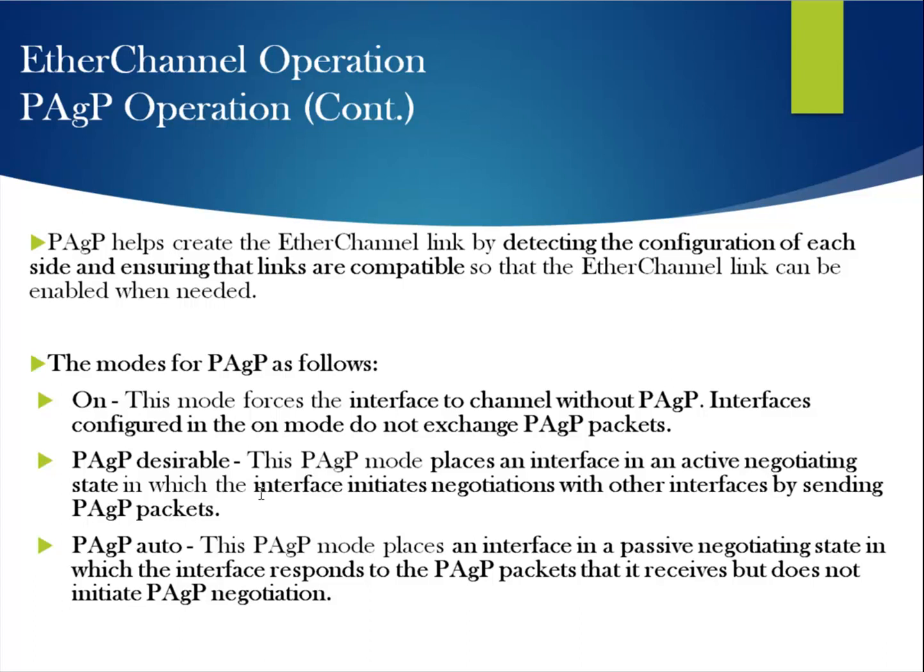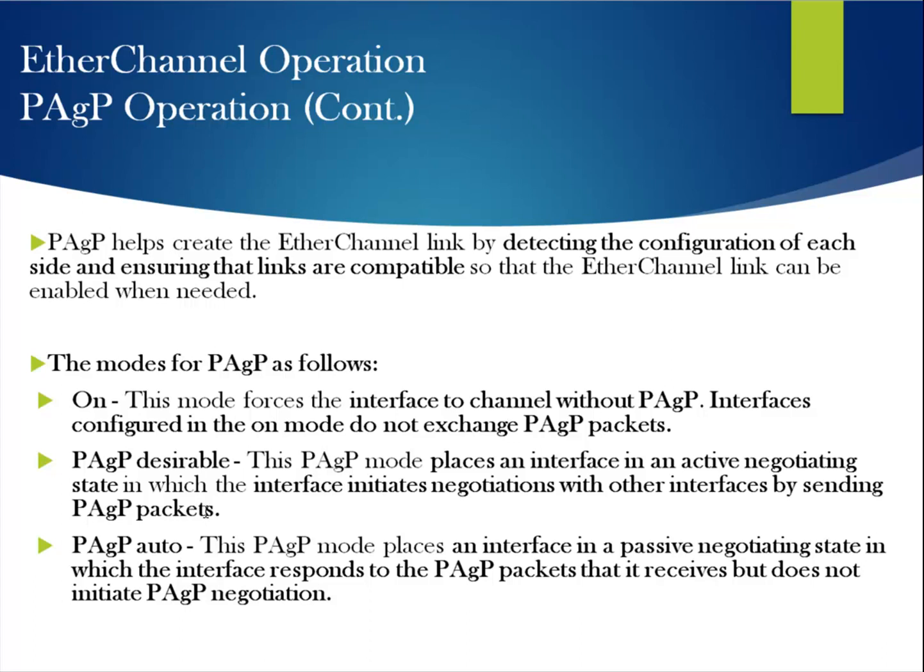In this mode, the interface will initiate the negotiation. It will start the negotiation with the other interface by sending the PAgP packets. So in on mode, it does not exchange the PAgP packets, whereas in PAgP desirable, it is going to initiate the negotiation by sending the PAgP packets.